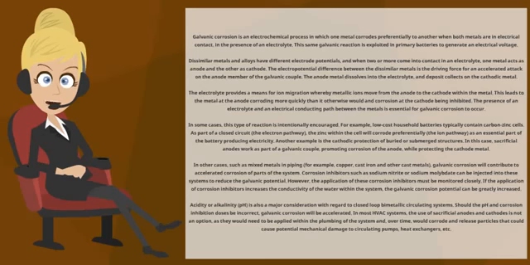The electrolyte provides a means for ion migration, whereby metallic ions move from the anode to the cathode within the metal. This leads to the metal at the anode corroding more quickly than it otherwise would, and corrosion at the cathode being inhibited. The presence of an electrolyte and an electrical conducting path between the metals is essential for galvanic corrosion to occur. In some cases, this type of reaction is intentionally encouraged.